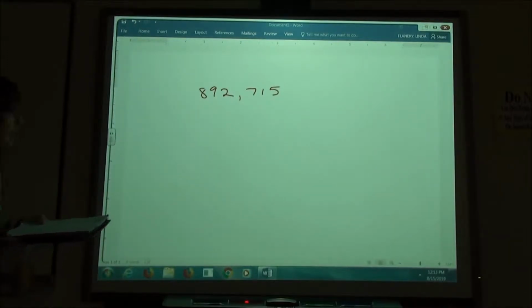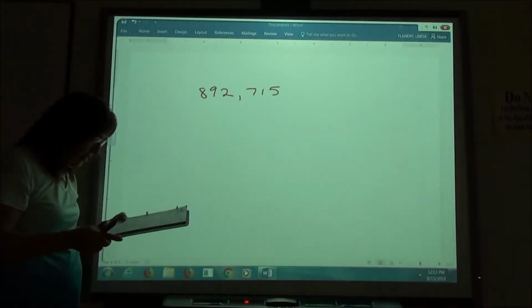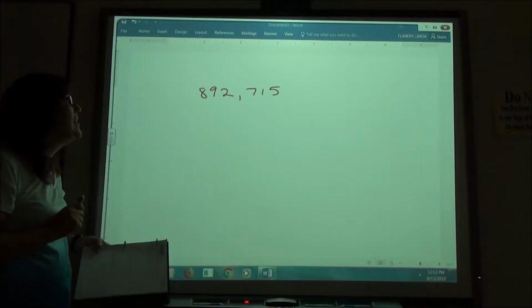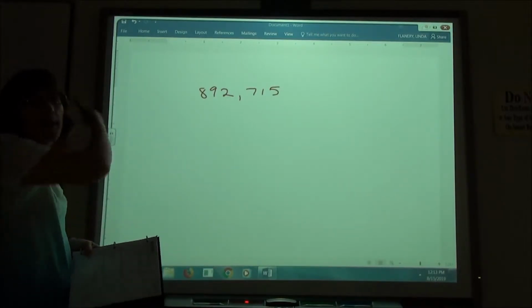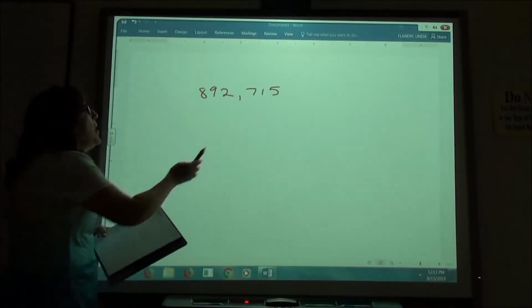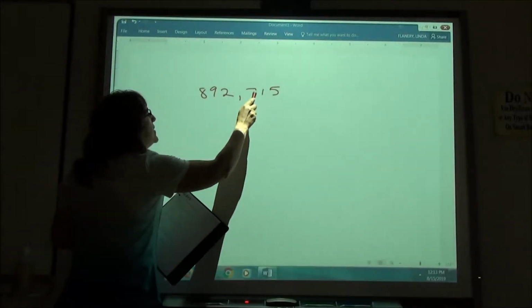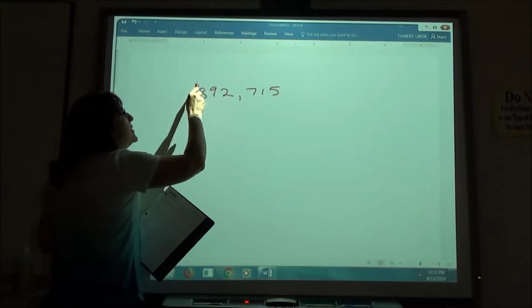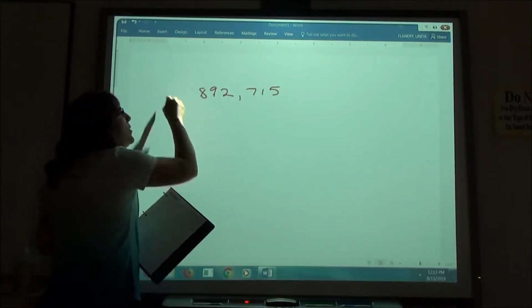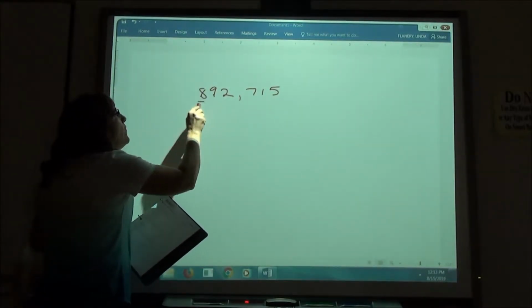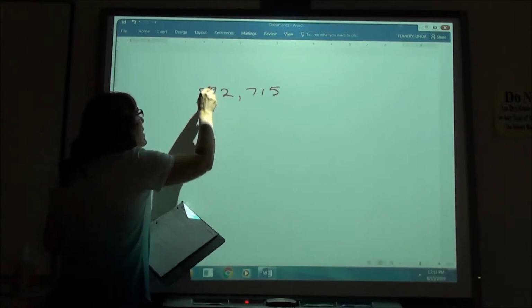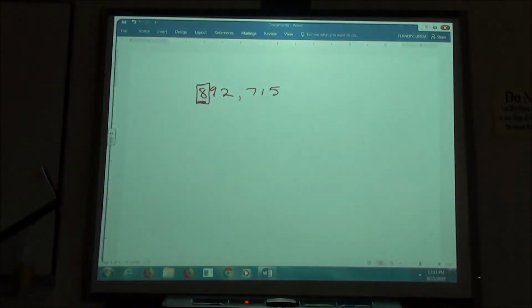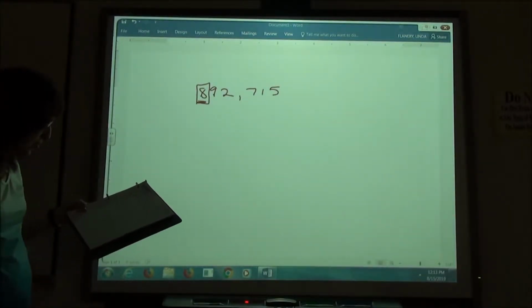$892,715. The first one wants to know what number's in the hundred thousands. I didn't quite get to the 100,000s, I ran off the board, but we have the ones, the tens, the hundreds, then the 1,000s, the 10,000s, the 100,000s, and then we have millions after that. So for the 100,000s, I'm just going to put a box around that 8, because you can write it down on your paper, and then I don't have to write down 100,000. So the 8 is in the 100,000s.